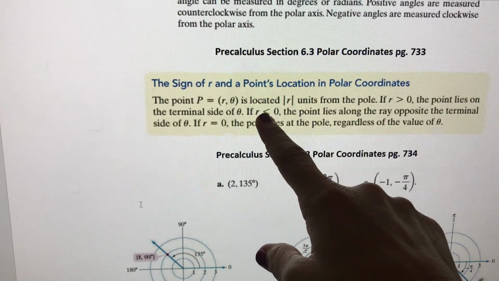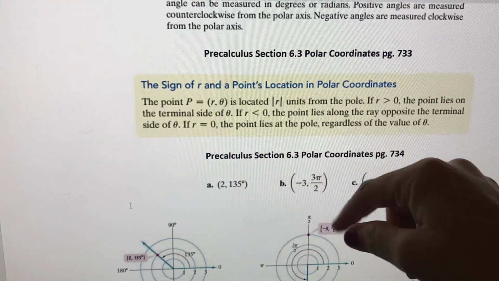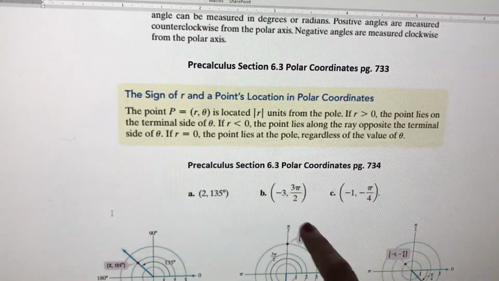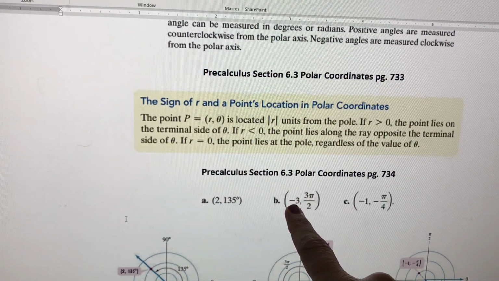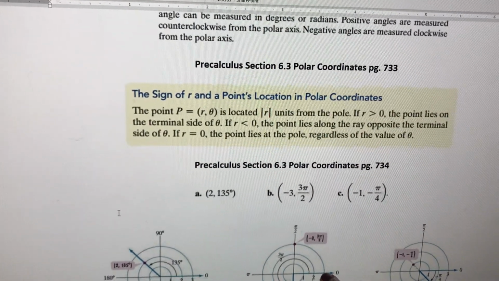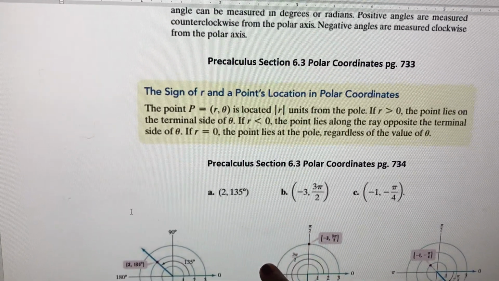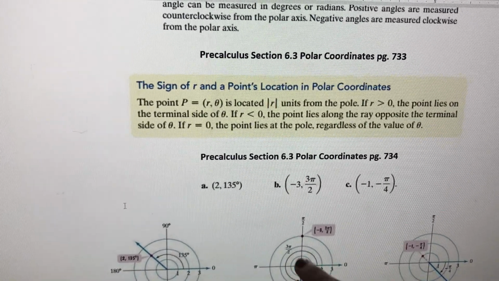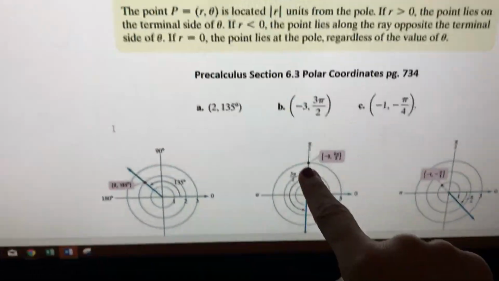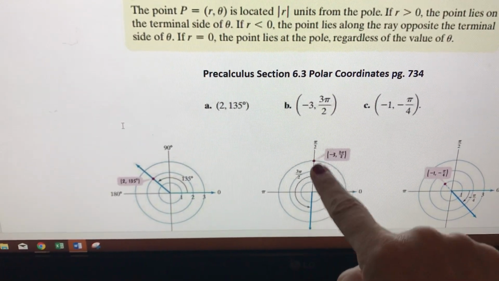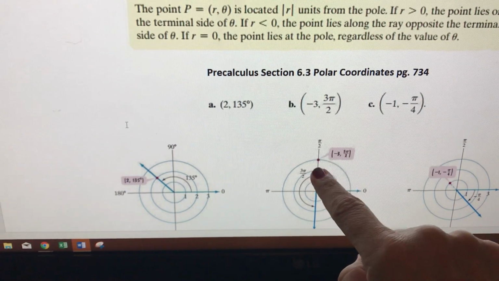But if R is less than 0, it lies on the opposite side of the terminal side. So here R is negative 3. So here's 3, goes out 3. That angle is positive, so it's going counterclockwise. And then that point is opposite of that terminal side of that angle.